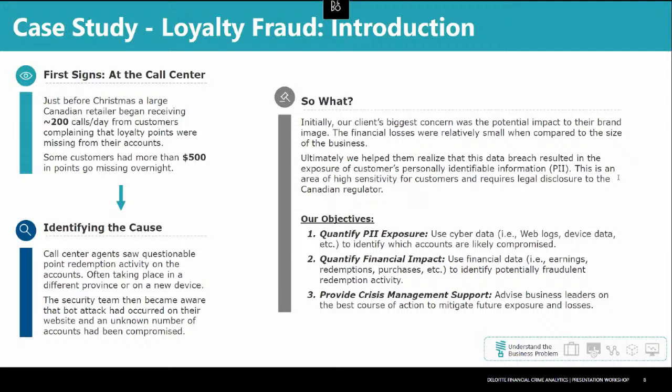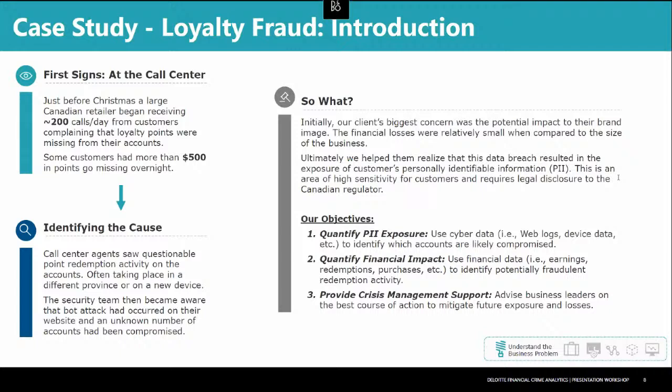So they would see a new device being added to the account, and they would see that that new device was responsible for the fraudulent redemption that eventually took place. Often these redemptions were happening at stores that the regular customer had never visited, or inside a province where the regular customer didn't live. So they had some indication that there was real fraud going on.